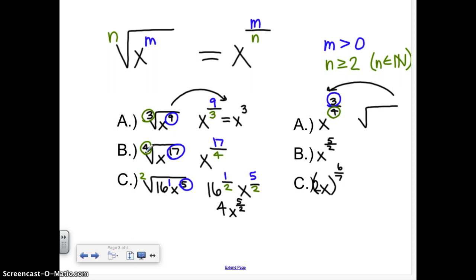I know I'm going to have a radical with an x underneath it. The exponent on that x is 3, and the index is 4. Okay, your turn to try again. You try. Make this happen. I know you can do it, right?